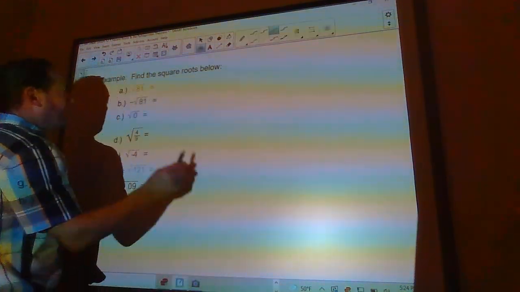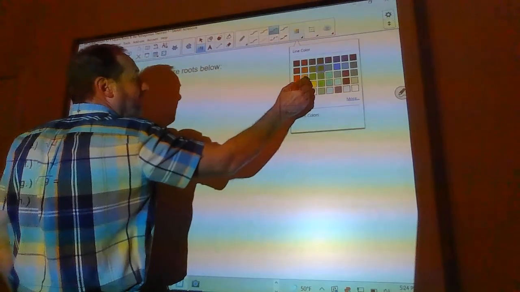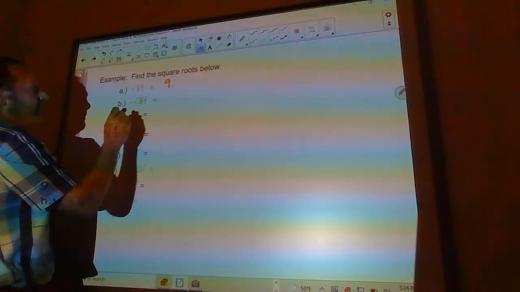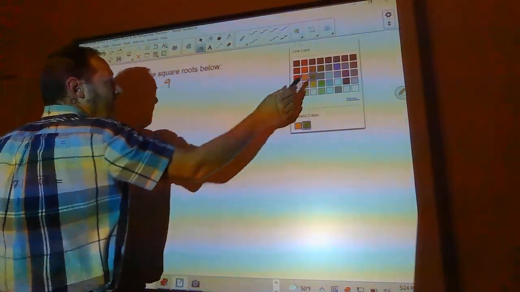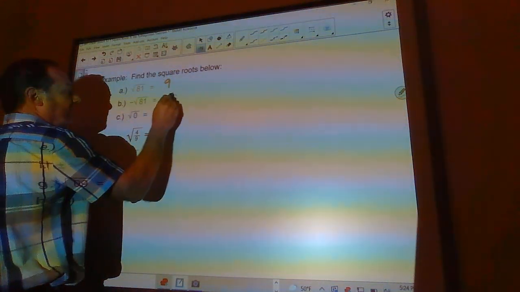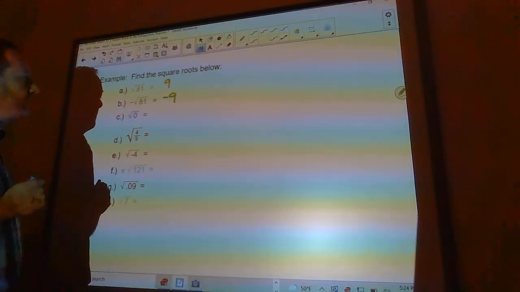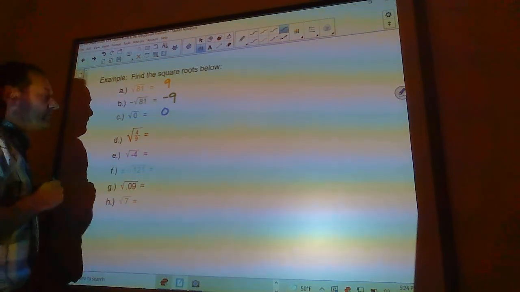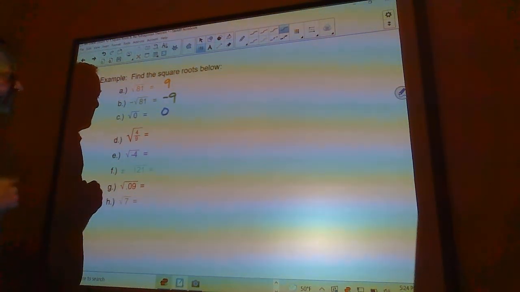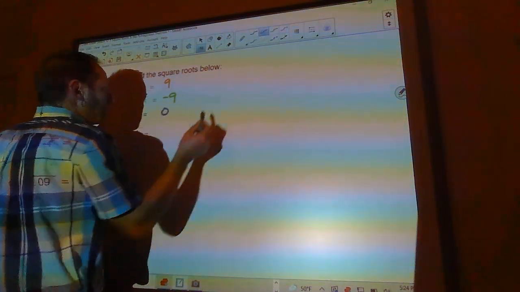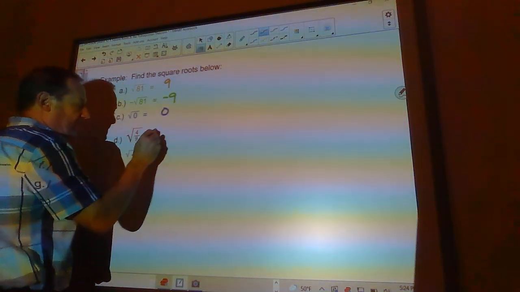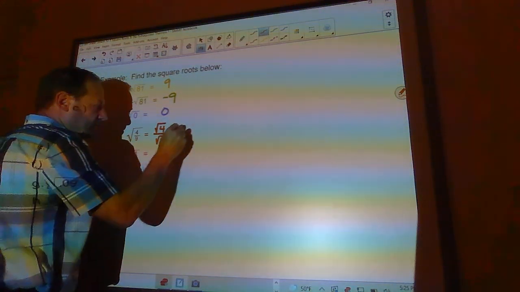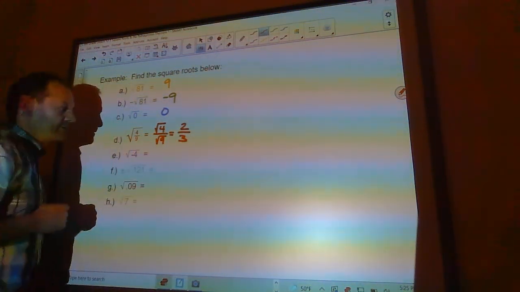So the square root of 81 is going to be 9. The negative square root of 81 is going to be negative 9. The square root of 0 is 0. All right, the square root of 4/9. Well, when we have a square root of a fraction like this, it means we square root the top and we square root the bottom. So this is going to be 2/3.